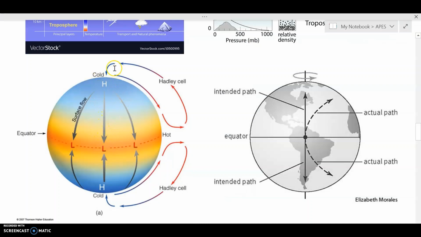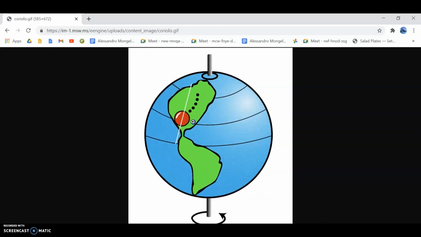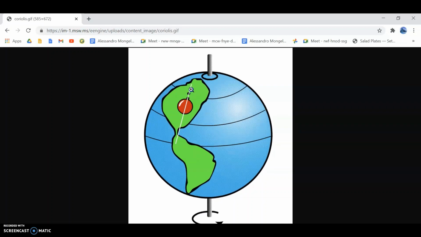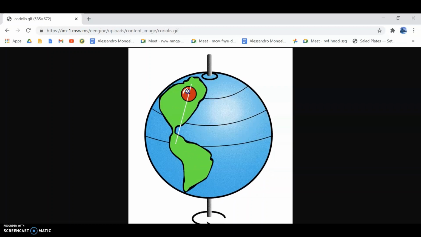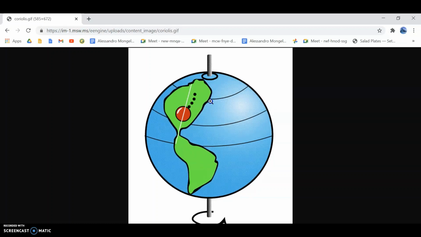But what really ends up happening is this pattern right here. This would occur if the Earth wasn't moving at all, right? If you think about it, even though the air is moving in a linear fashion, it's not attached to the Earth. So while the Earth rotates, that air is going to remain in a linear fashion. And it's going to appear to curve simply because it's going on the same line while the Earth is spinning.